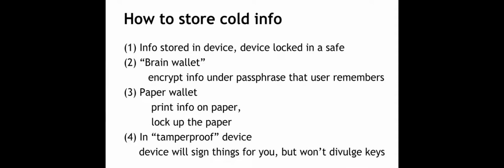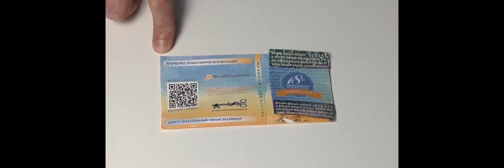We can lock it in a safe deposit box or something like that. Now, the benefit of doing that, obviously, is that, again, just like with a device, the security of this is just as good as the physical security of the paper that we're using. This is a Bitcoin paper wallet. They come in different shapes and sizes, but this is one example.